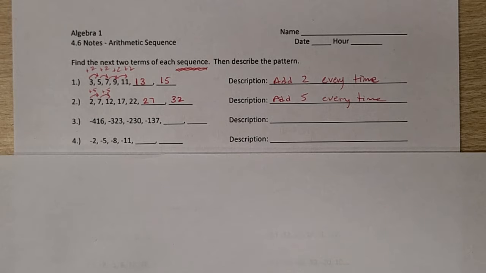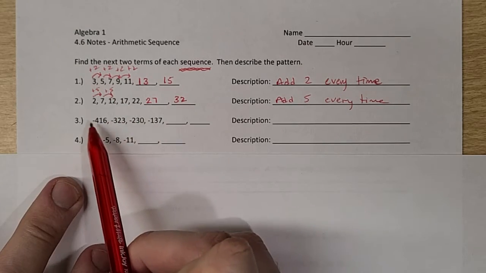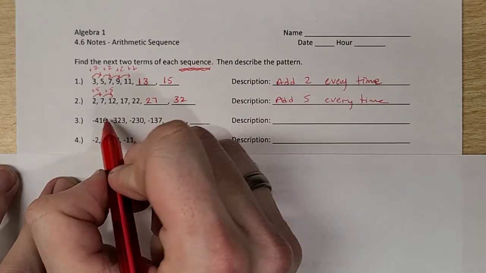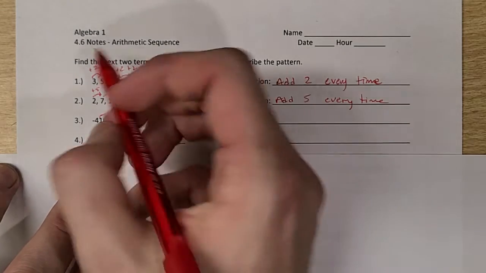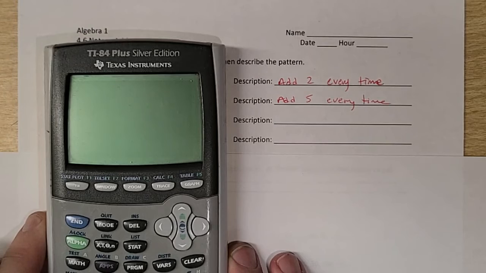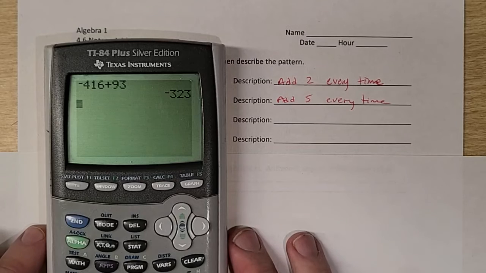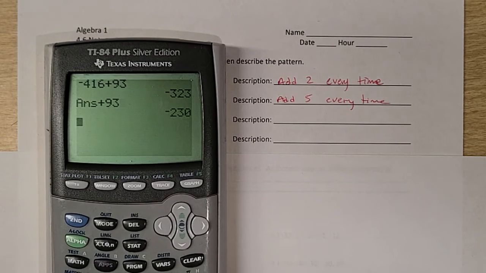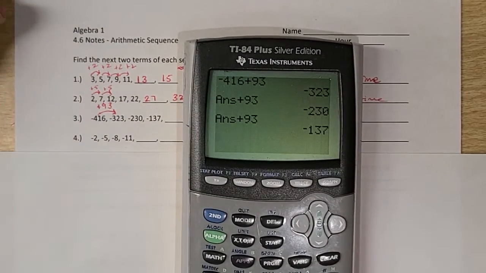All right, this one was tougher. Negative 416, negative 323, negative 230, negative 137. Now you might have a calculator, figure out how I get from one number to the next, and you may have already figured out that it looks like I'm adding every single time. To get from negative 416 to negative 323, I add 93. If you don't believe me, check it out. Negative 416 plus 93 gives me negative 323. If I add 93, I get negative 230. And if I add 93, I get negative 137. That's the 4 numbers that I currently have.